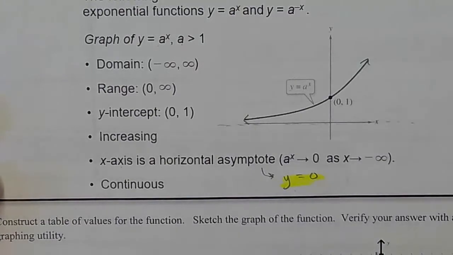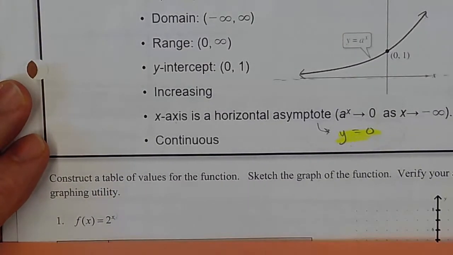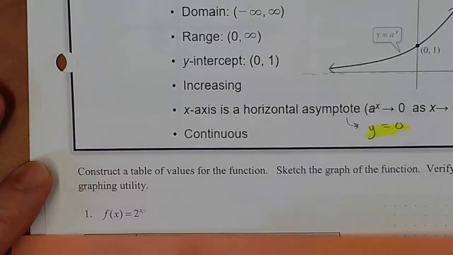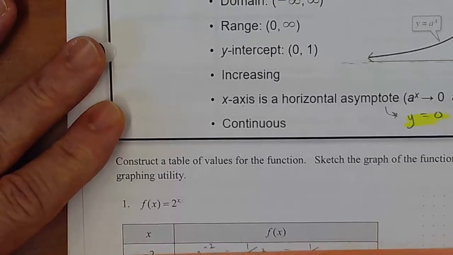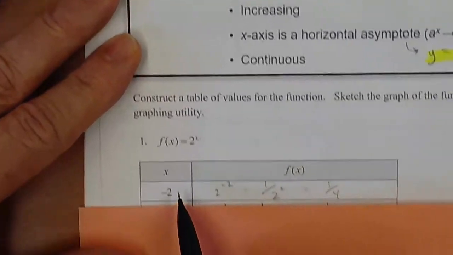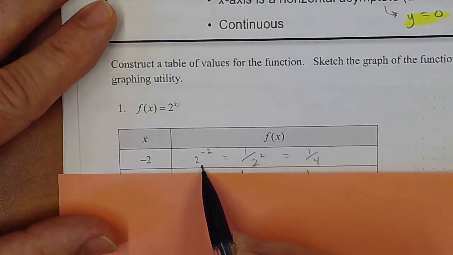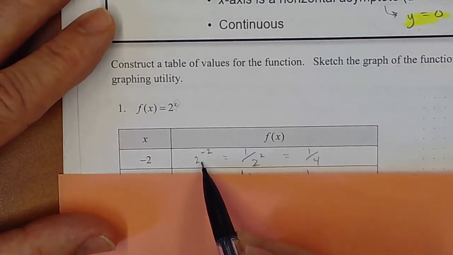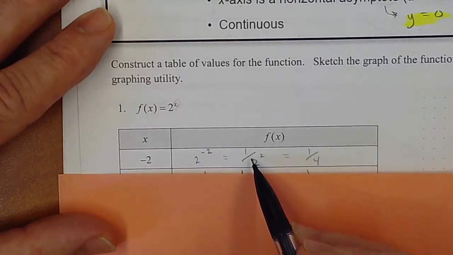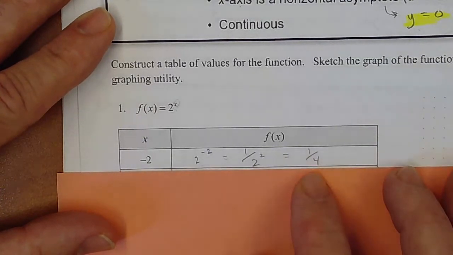All right, so let's look at the first example. Construct the table of values for the function, sketch the graph, and then if you get a chance, verify with a graphing utility. All right, so here's our base of 2. We're raising it to the x power. So first input line, x is -2. We're going to plug it in right here. It looks like that. Then we use those exponential properties that we just reviewed. 2 to the -2nd simplifies to 1 over 2 squared, and then we can make that 1/4.